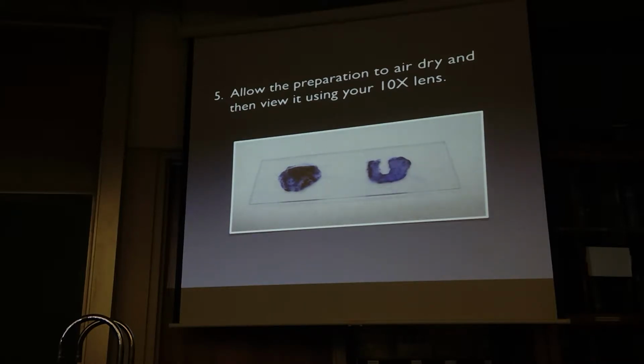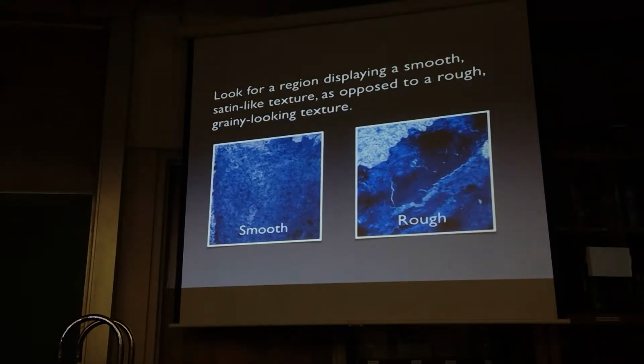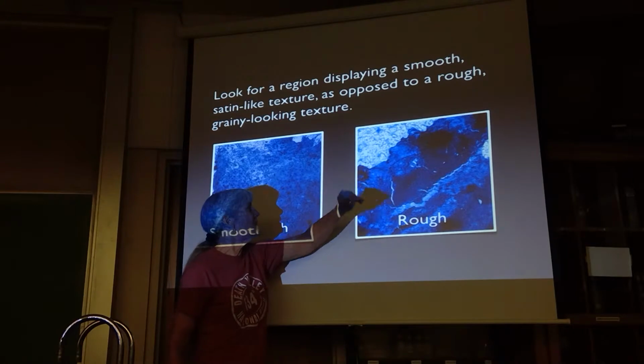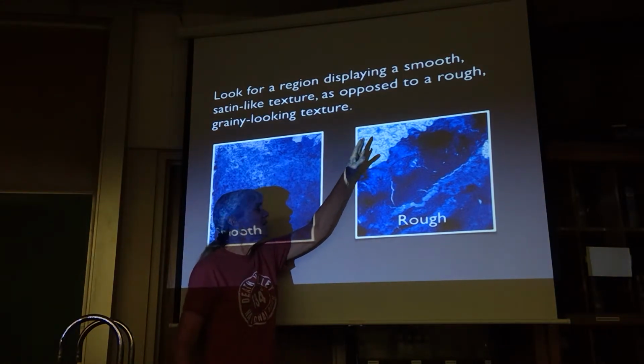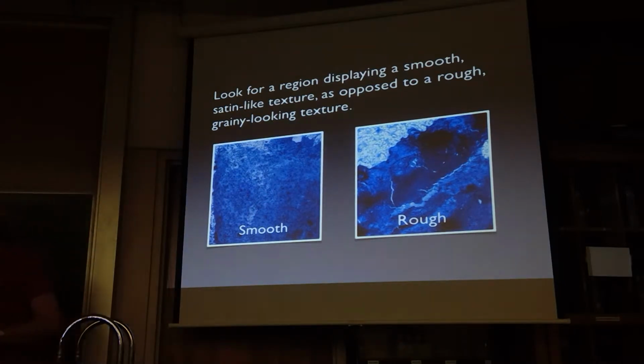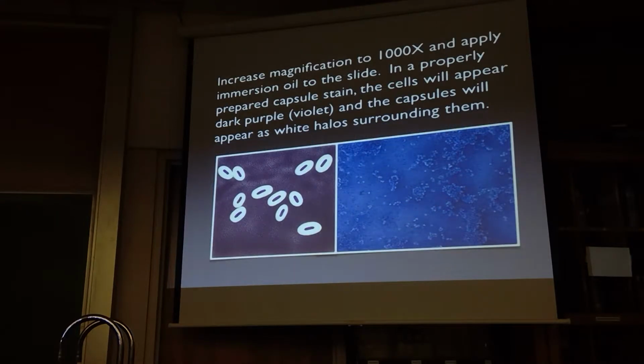So you're supposed to look at these. You can kind of see what region of the slide you should try to observe. You want to find a region of the slide where the background is pretty uniform. On the one on the left, it says smooth, but what you're looking for is something that's fairly uniform, not broken up with big chunks and white areas. Again, you can't look at cells against a white background and see capsules. You have to have a dark background. You have to look around, focus with your 10x, look for an area that's nice and smooth, and then increase your magnification to 100x.